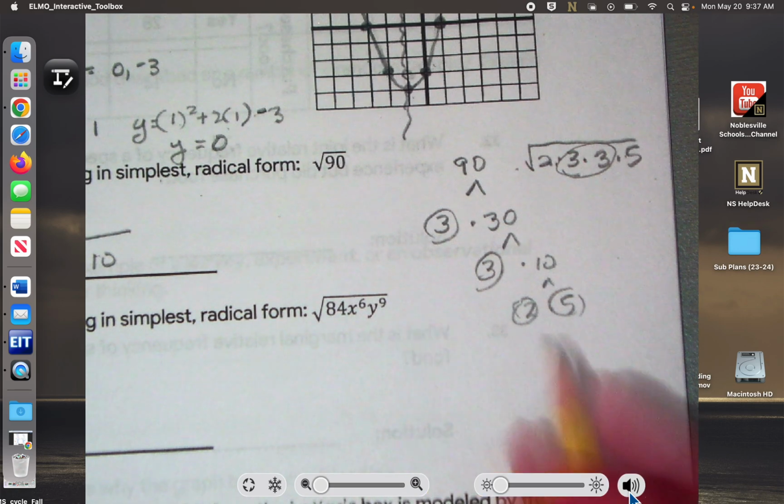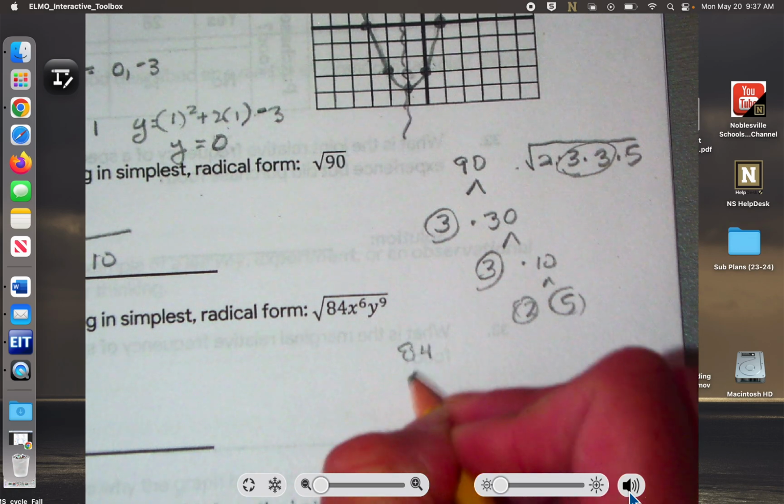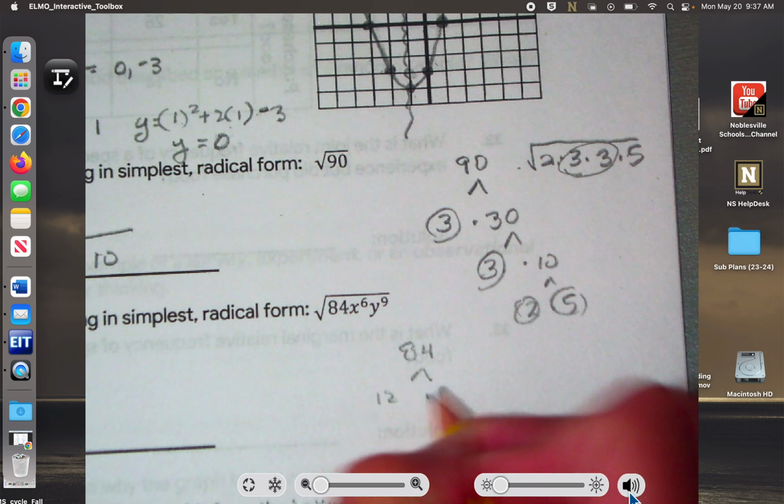For this one, I'm going to do the same thing. I'm going to start out doing a factor tree. I used 12 and 7.